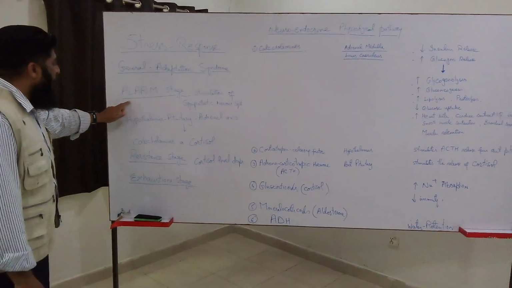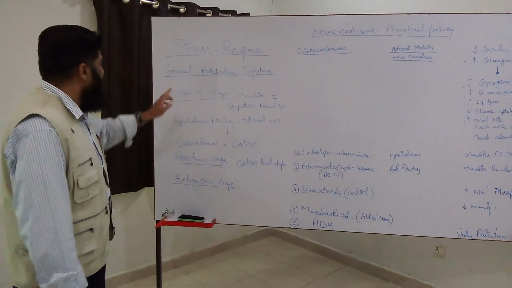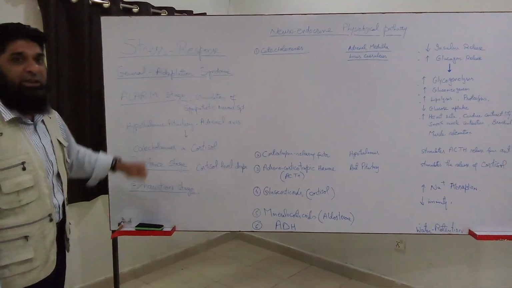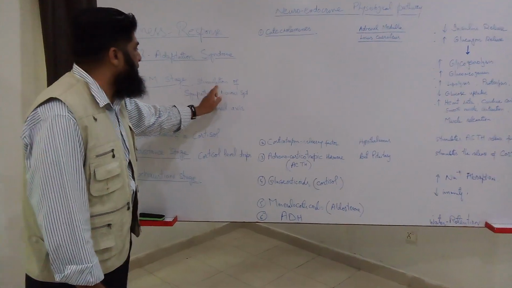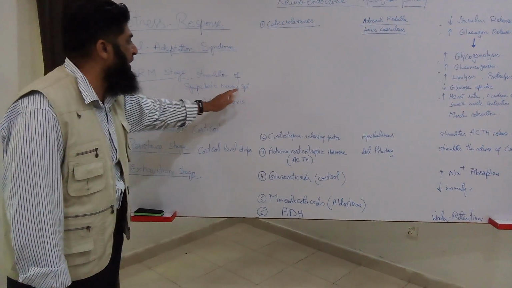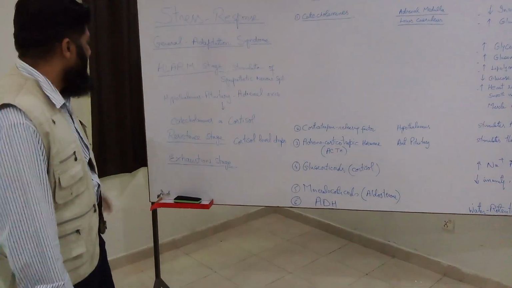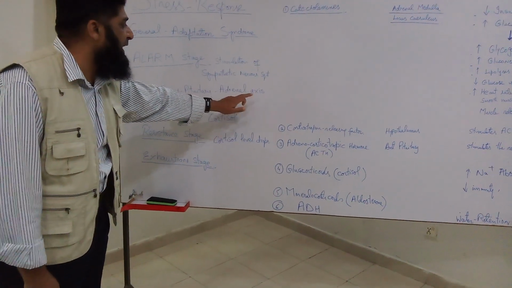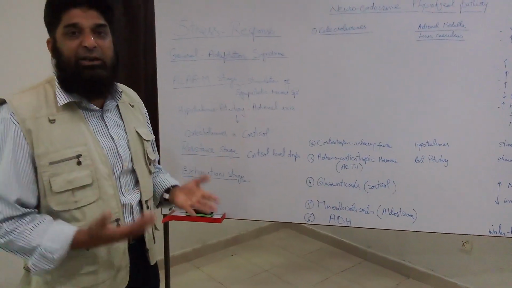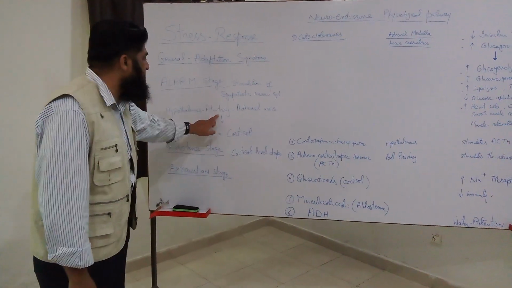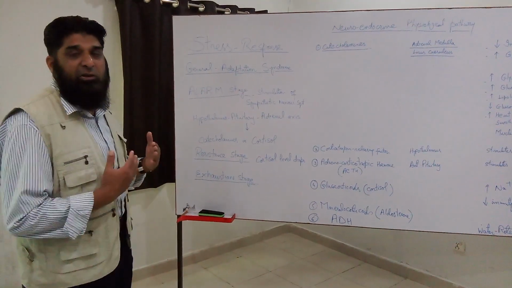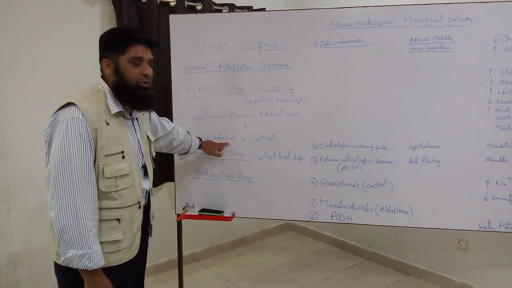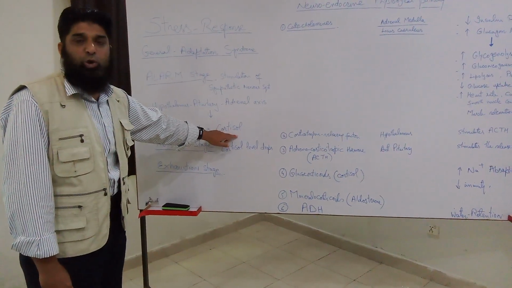Students, there are three stages of stress response. Alarm stage. In this stage, there is stimulation of sympathetic nervous system. Hypothalamus, pituitary, adrenal axis, it is activated. As a result, there is increased release of catecholamine hormones and cortisol hormone.